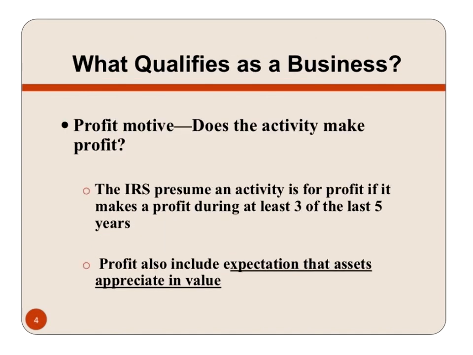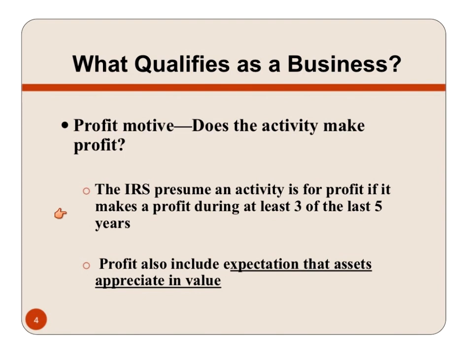So what qualifies as a business? The first set of guidelines from the Internal Revenue Service is to look at your profit motive. Does the activity make a profit? Now, they have a presumption rule here. The Internal Revenue Service presumes an activity is for profit if it makes a profit during at least 3 of the last 5 years. And this rule is used for all types of business.